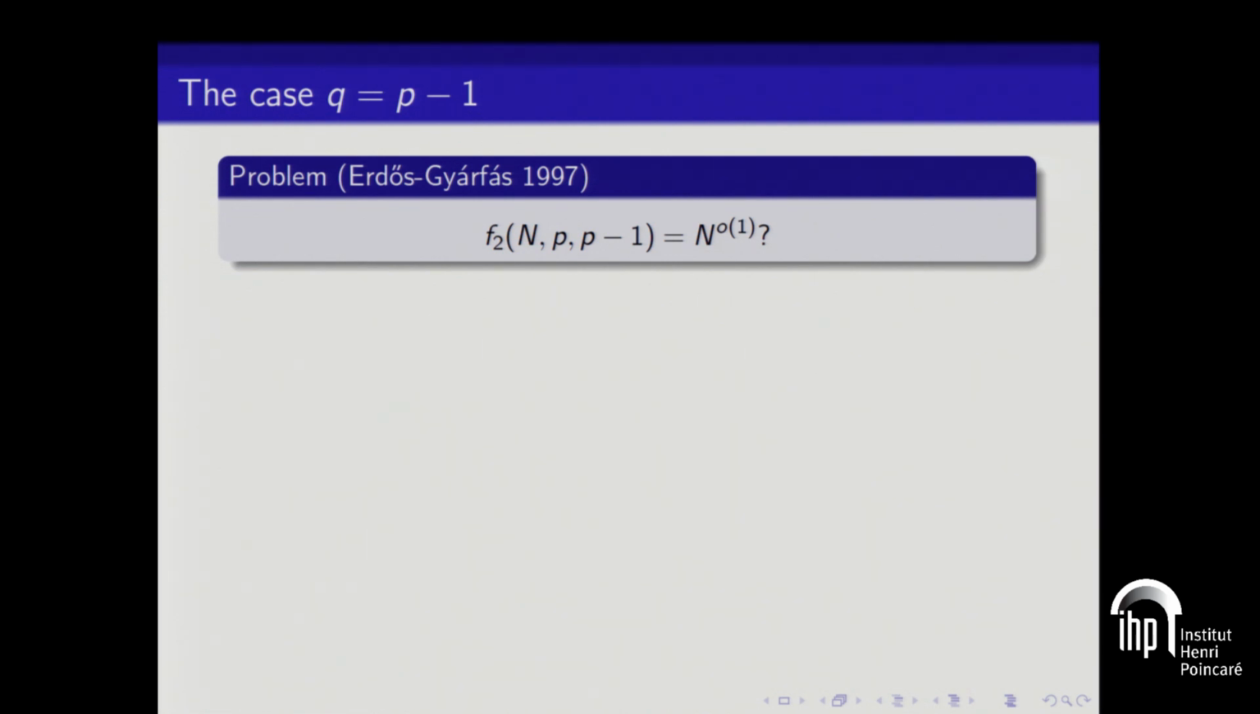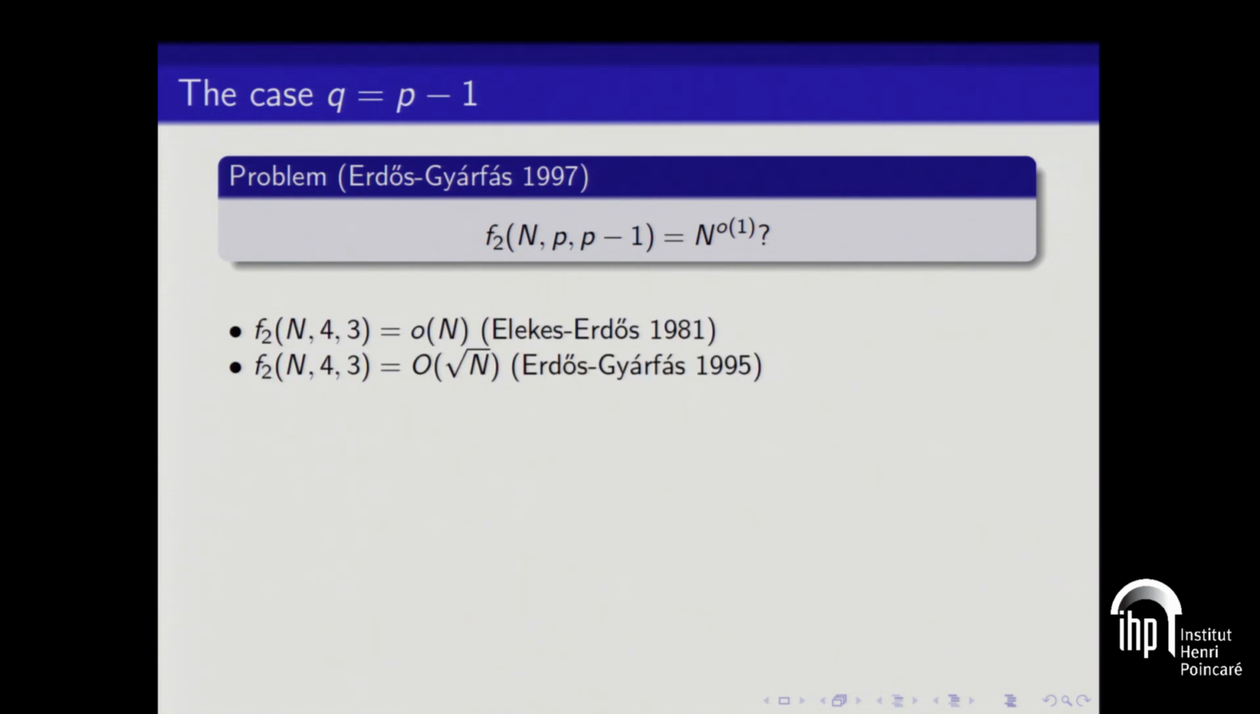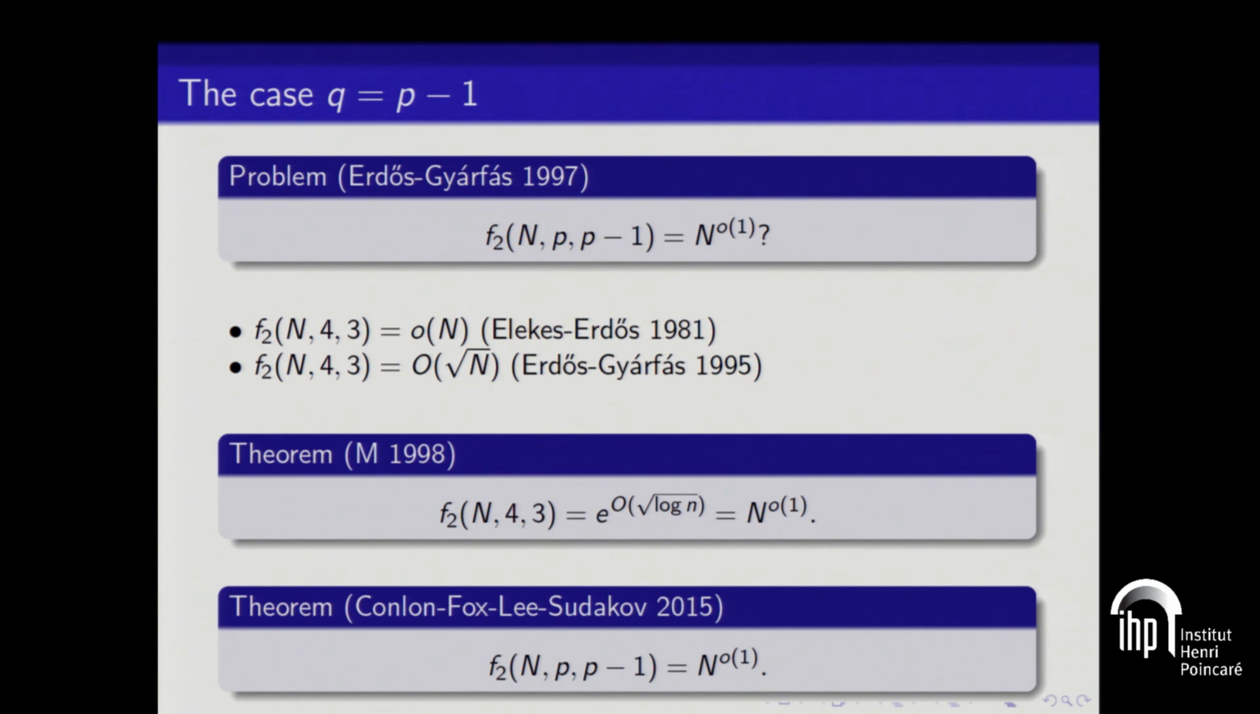And this was a problem of Erdos and Gyarfas, and the first small case was when p equals 4. So this is again producing constructions. There were some partial results, and then in my first paper that I ever wrote, I proved this conjecture, where I showed f(n,4,3) is e to the square root log n. And then it took a while until Conlon, Fox, Lee, and Sudakov did the general case using some ideas that I had with the construction. So that's the situation for graphs, the very first jump.